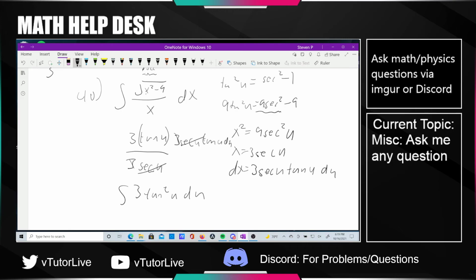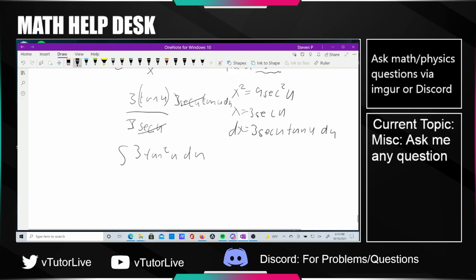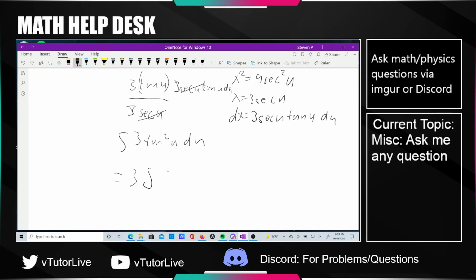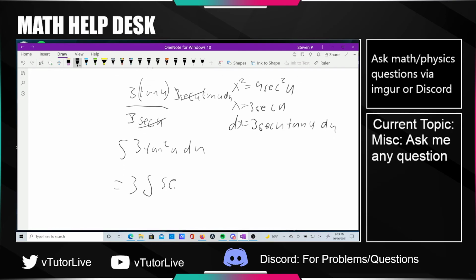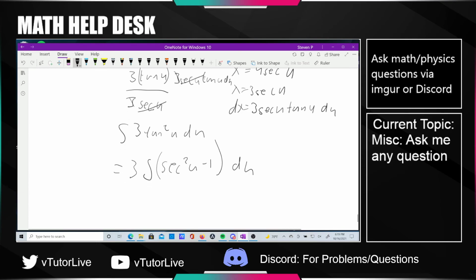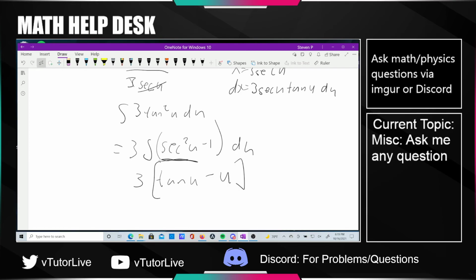Not so bad, right? Tan squared actually isn't bad at all, because this just turns into 3 times the integral of, let's use the same identity, secant squared minus 1. And what do you know? The integral of 1 isn't so bad, and the integral of secant squared is just tan. If you look it up, it's just tan. So this turns into something nice and simple, and you just have to substitute in for u again.